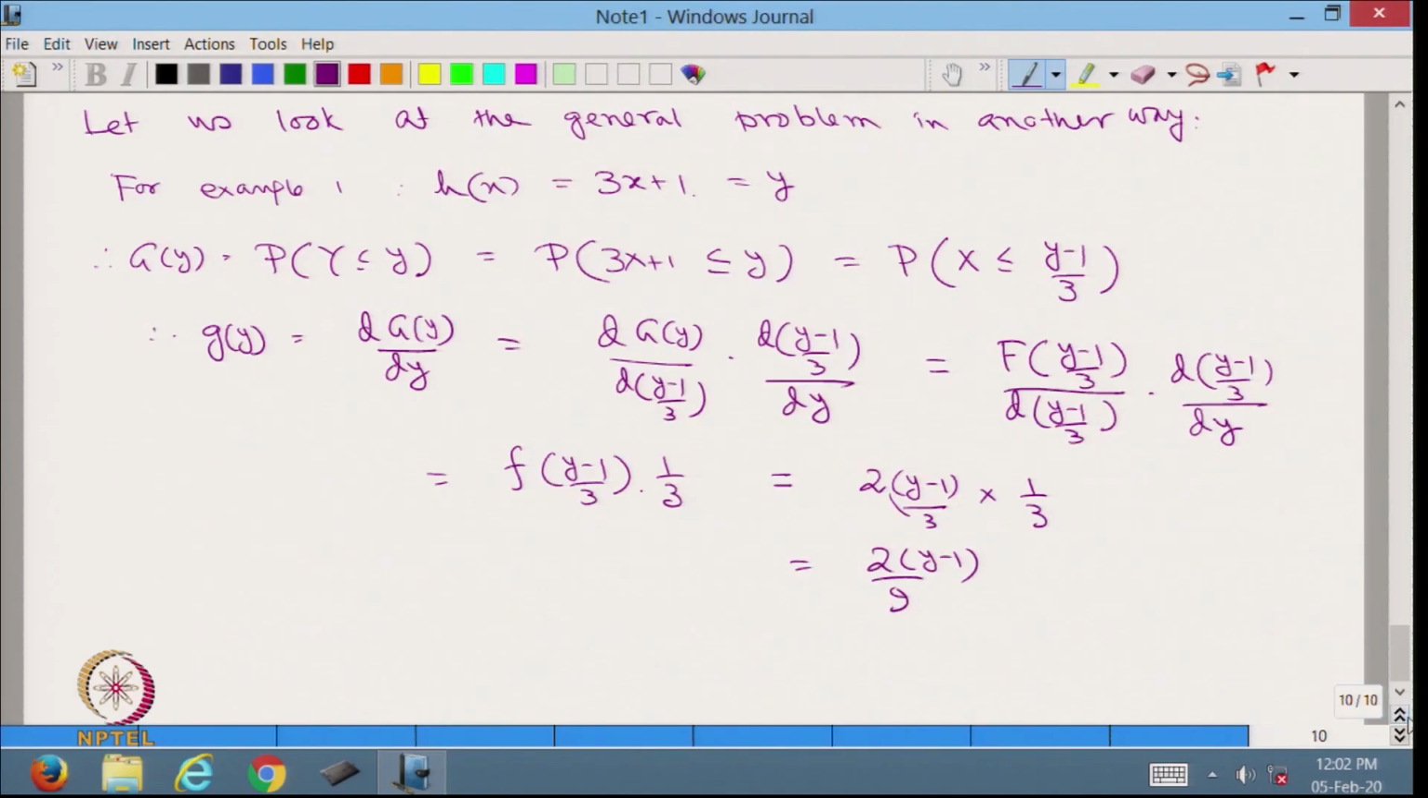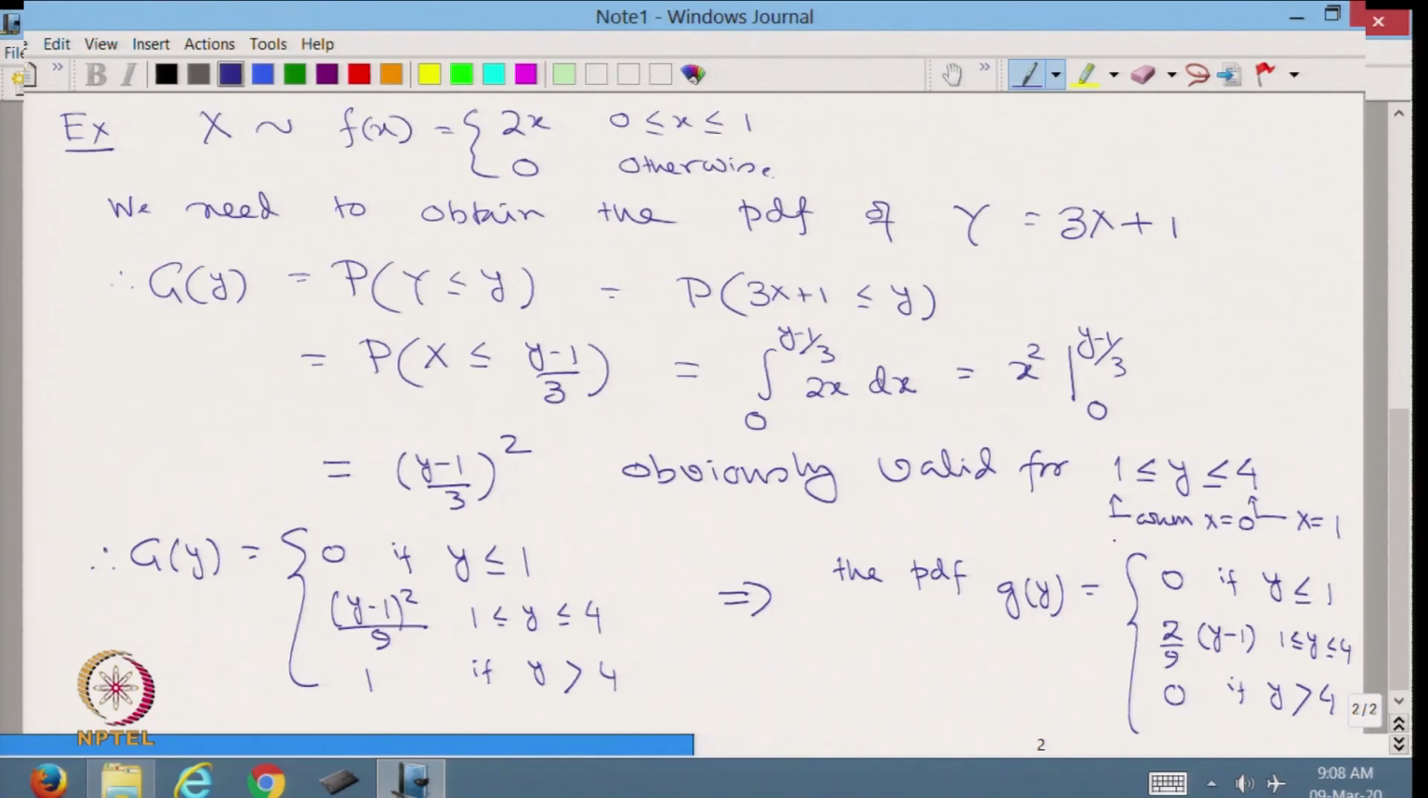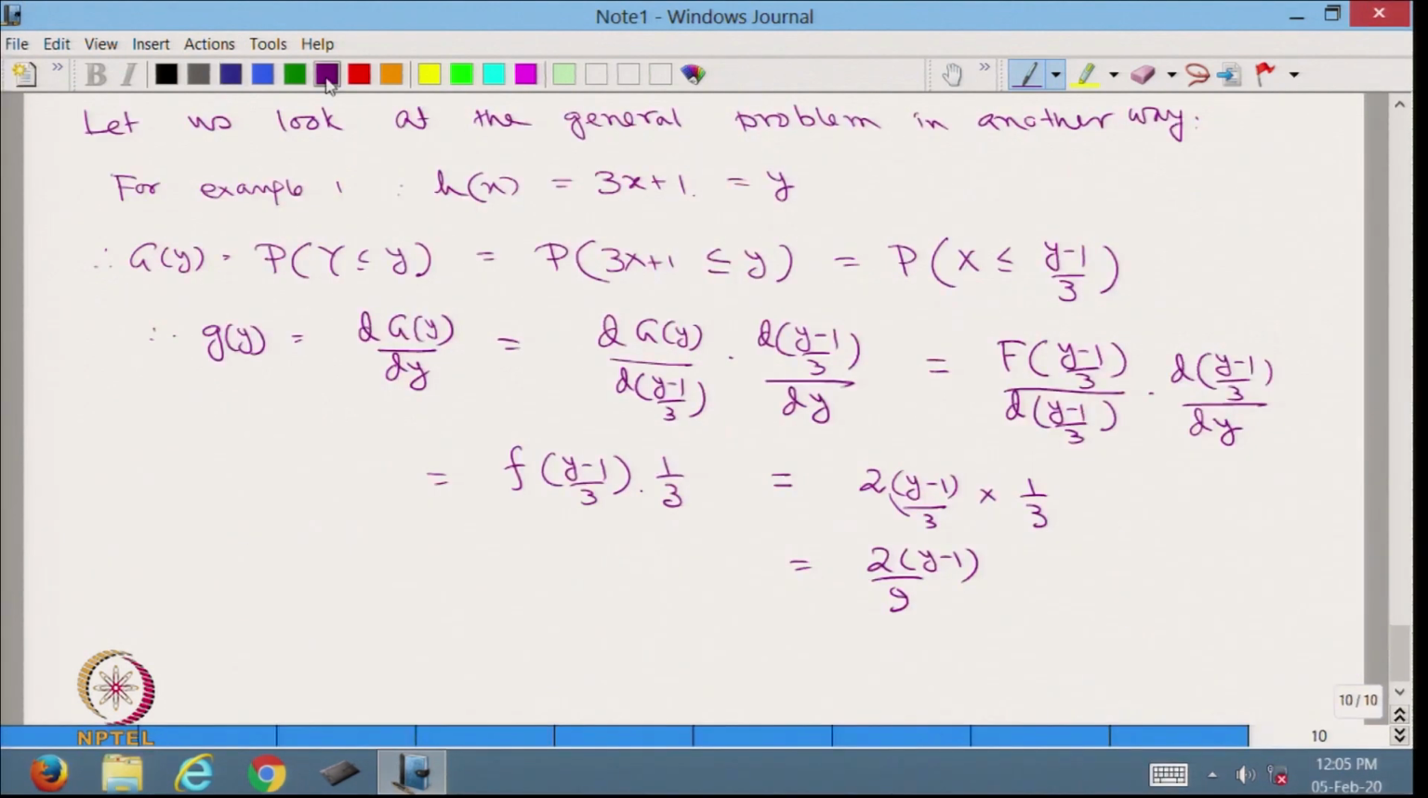So, let us see what we have got earlier, and we find that we have got the same PDF there as well. Thus, we get the same PDF as obtained before.